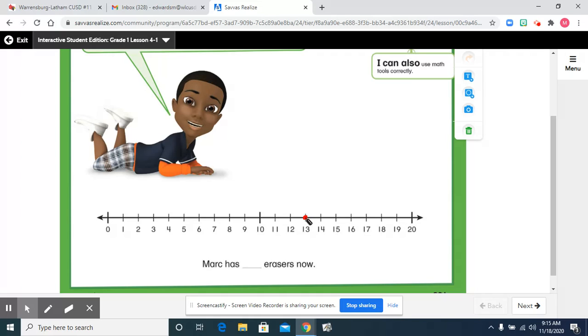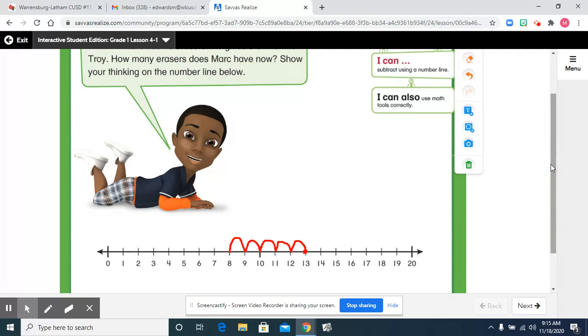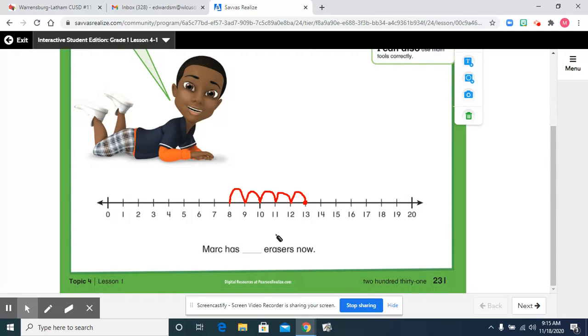Okay, so we're going to start at 13, and we're going to take away 5, so we need to take 5 hops backwards. So we'll start with 1. Remember, do not count the number you start on. 2, 3, 4, and 5. So the question asks, how many erasers does Mark have now after he gives 5 away? We landed on 8. So Mark has 8 erasers now.